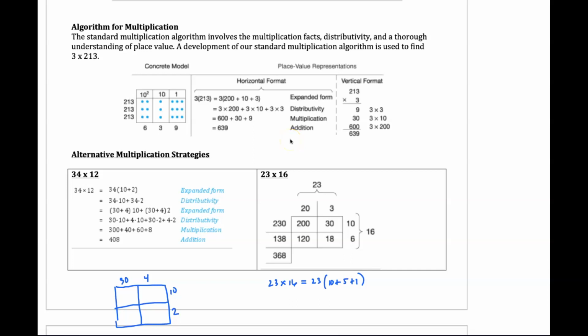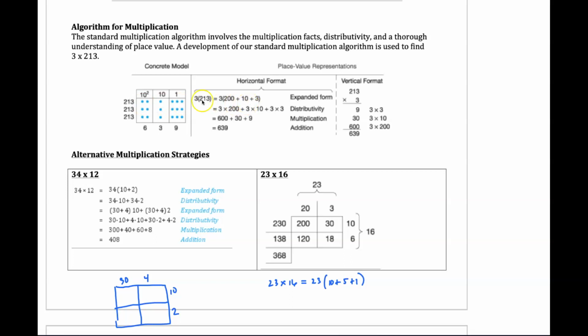We're going to look at the algorithm for multiplication in chapter 4.2. So you have here, think about how you would solve 3 times 213. Remember, we can think first of multiplication as repeated addition. So that's really just 213 plus 213 plus 213. So that's another kind of a physical way to think about it.